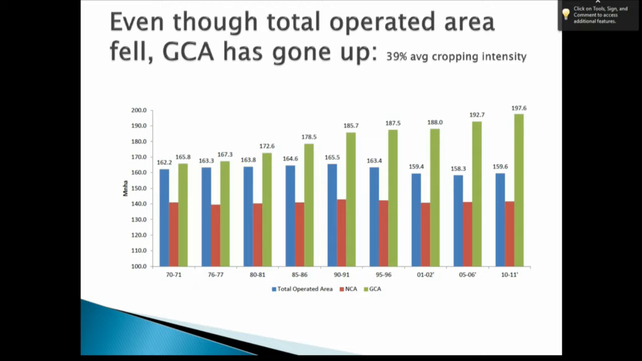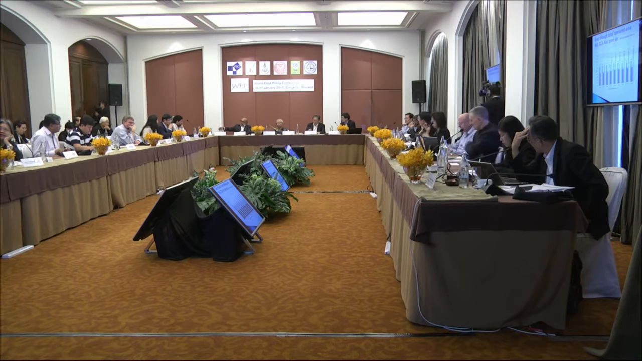Excuse me, sir. I think from my own experience, India has a unique way of measuring land in the world, gross cropped area and net cropped area. Yes, sir. So please explain to the audience what difference there is. Of course.